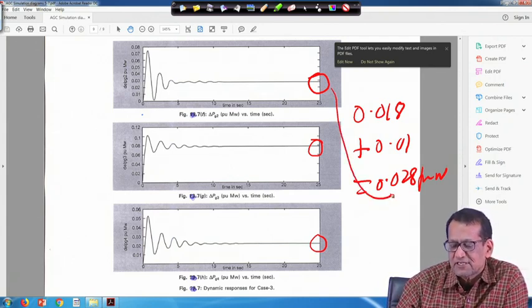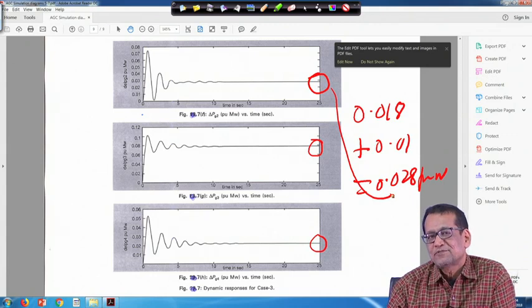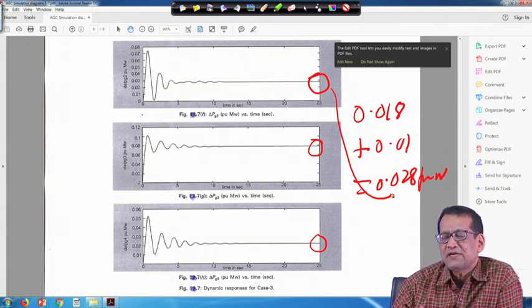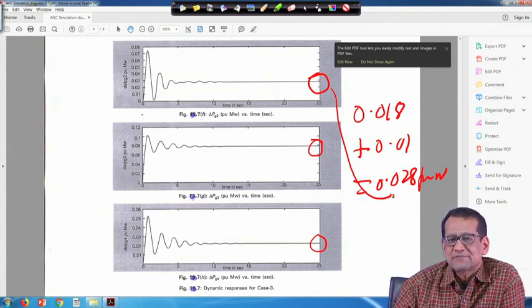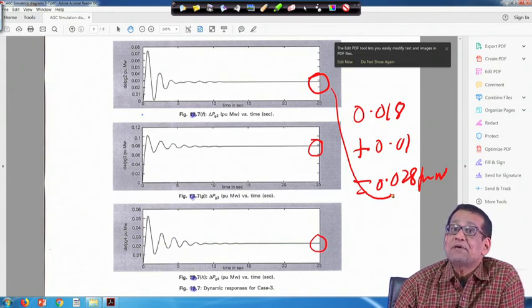So that means for contract violation, if it happens, then it is expected that the generators of that area will be able to give extra power to the DISCOs in that same area.